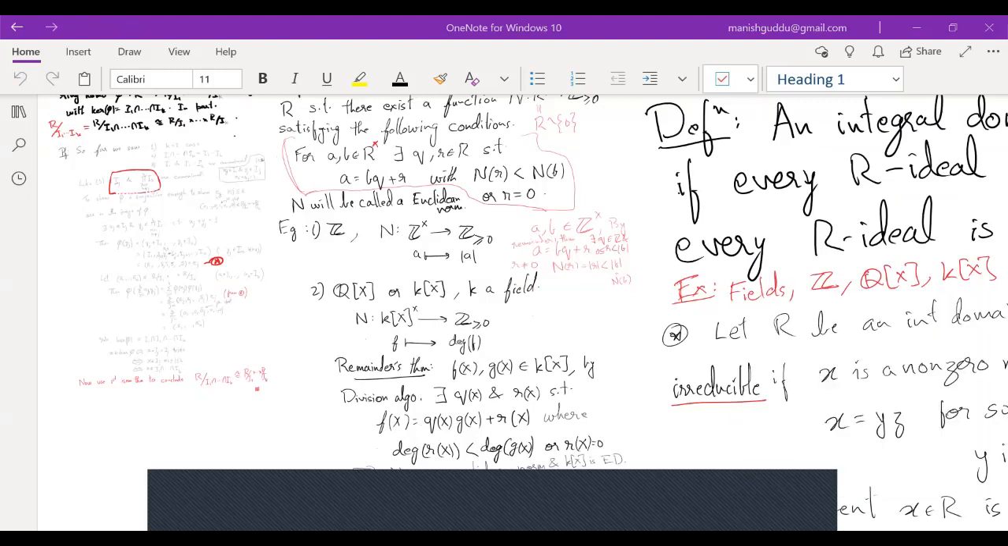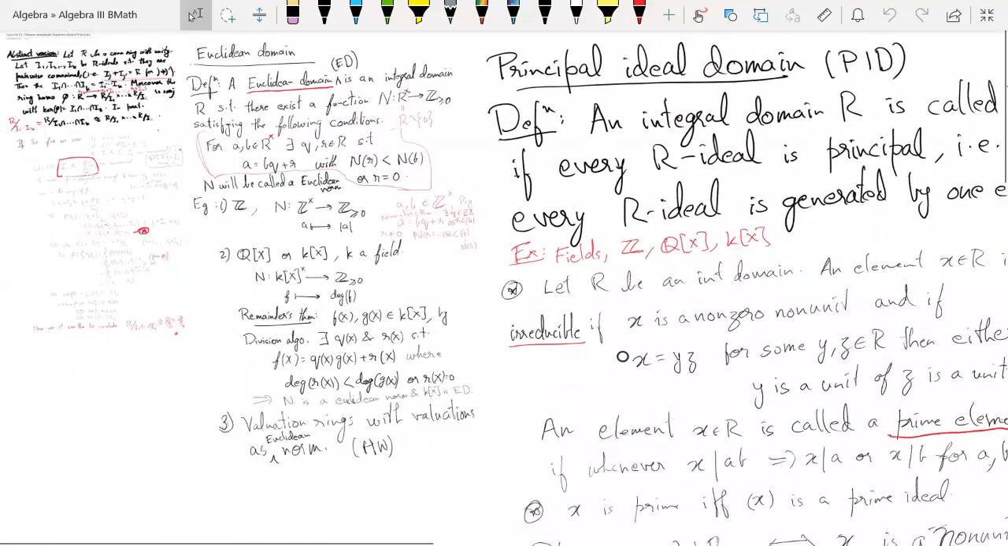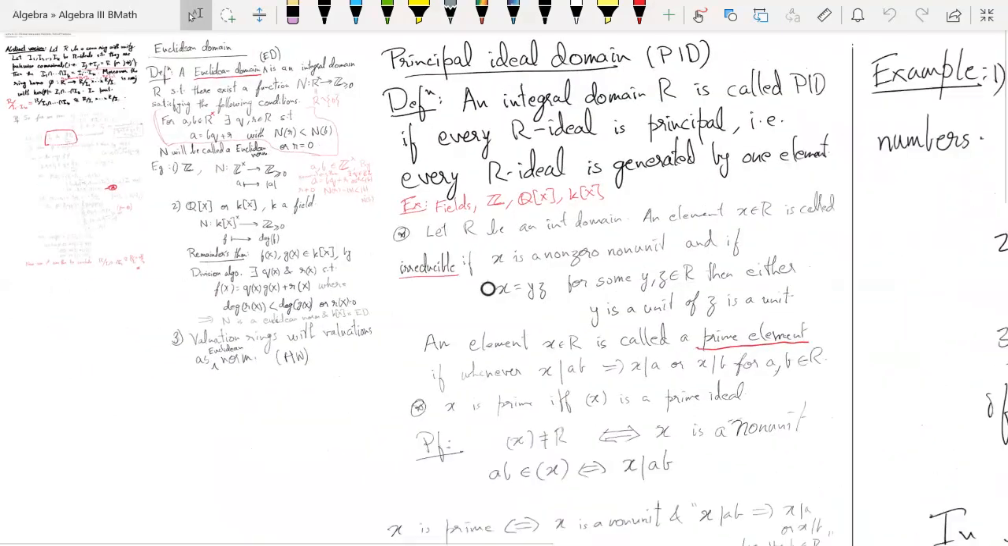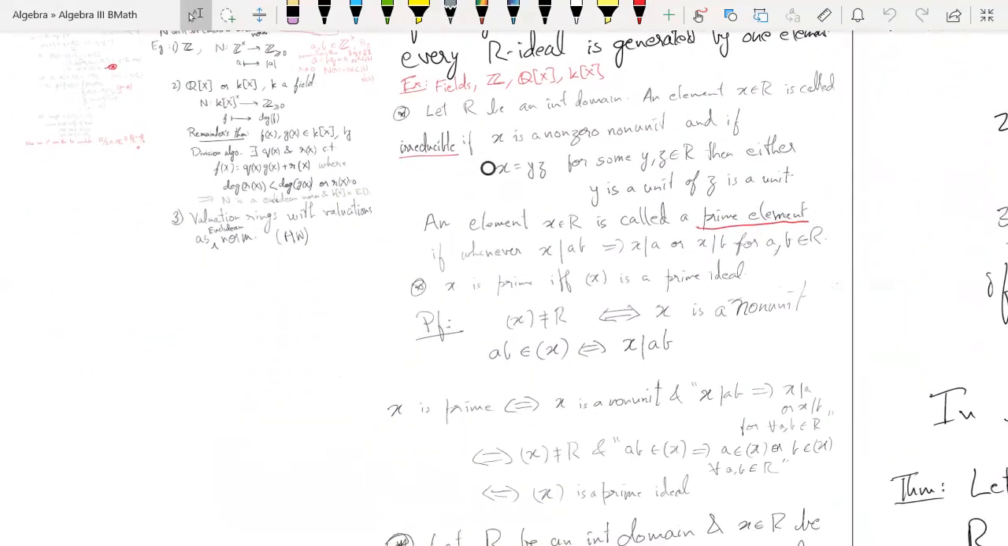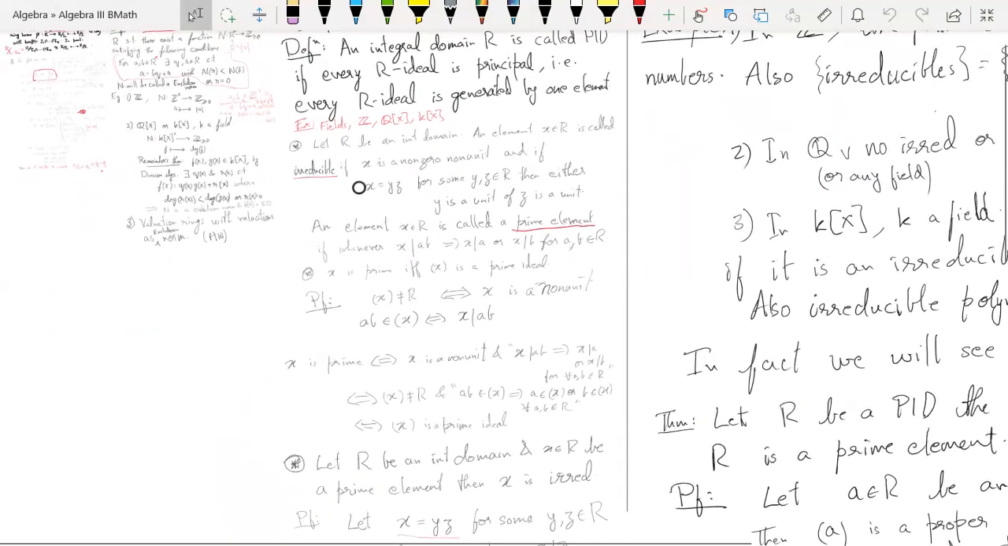So where were we? Sorry, I should have moved this here. We already saw this PID, and we saw that primes are irreducible.